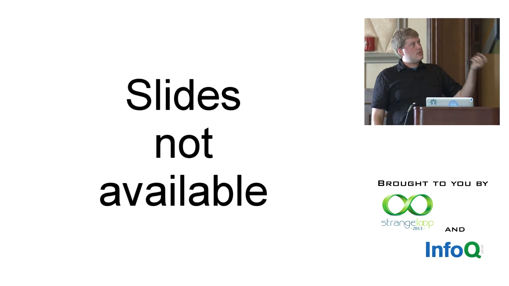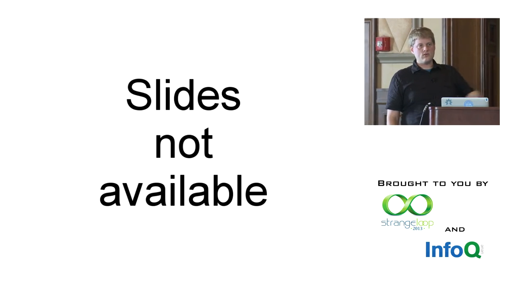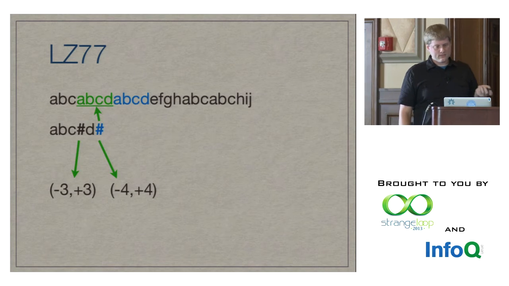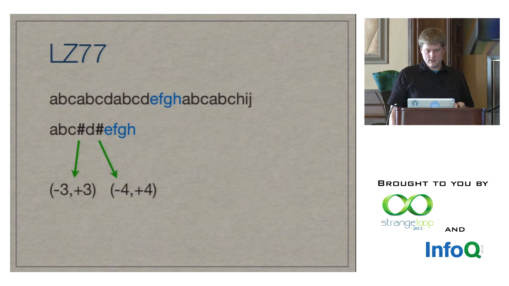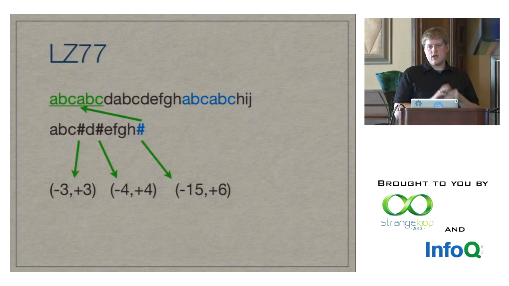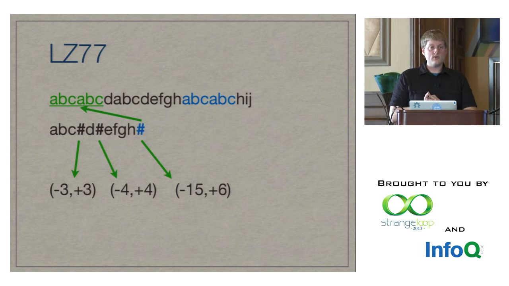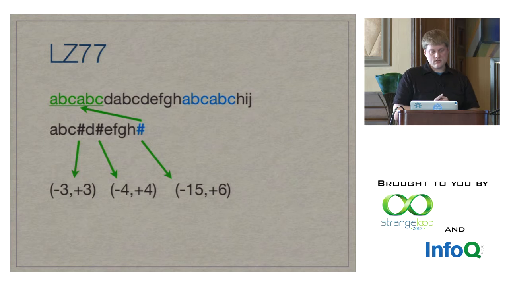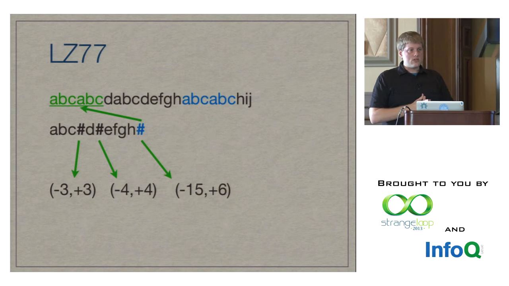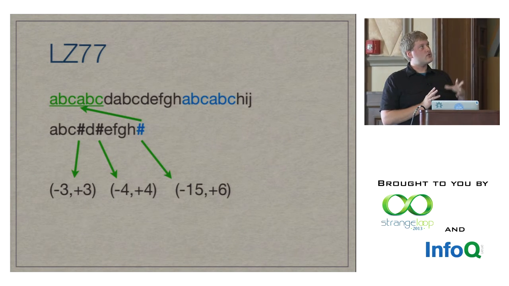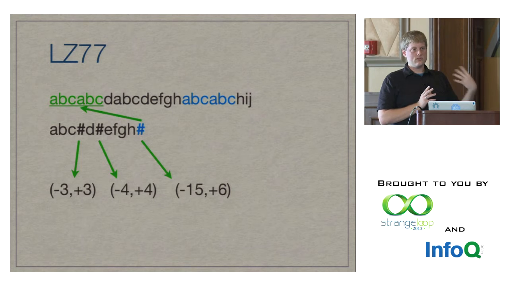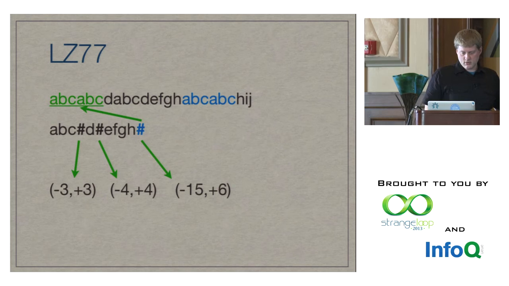And then we have ABCD, which we just saw, and so we can include a back reference to that again. And then EFGH. And then now we run into ABC, ABC, which could be represented a couple of different ways. We could include the ABC that begins this string twice, but LZ77 is greedy and will always try to take the largest match that it can, because usually from a compression standpoint, that's the best thing to do.